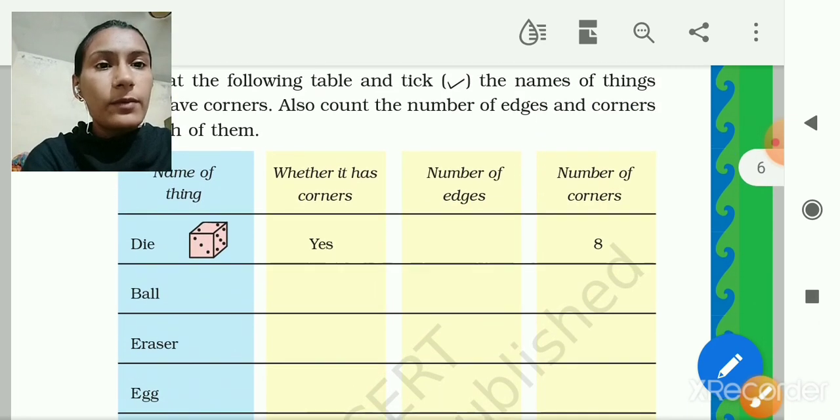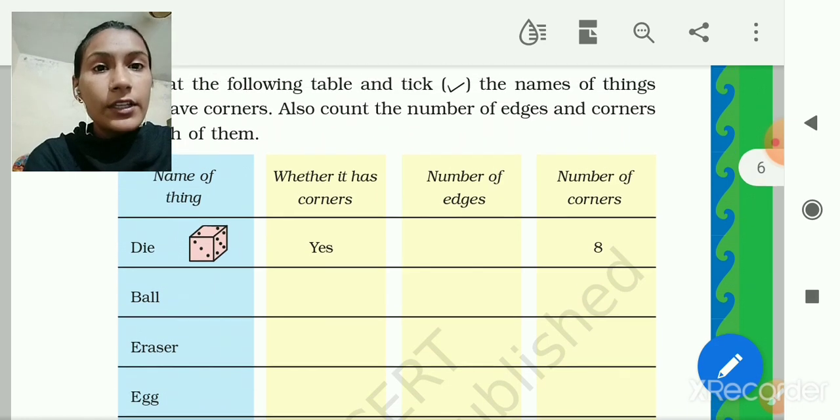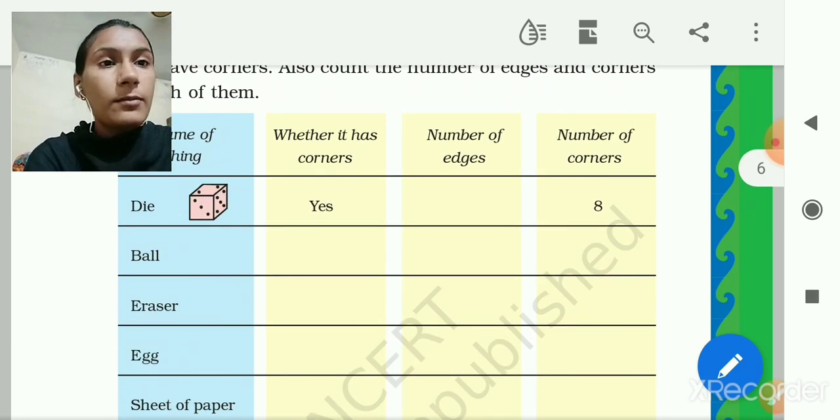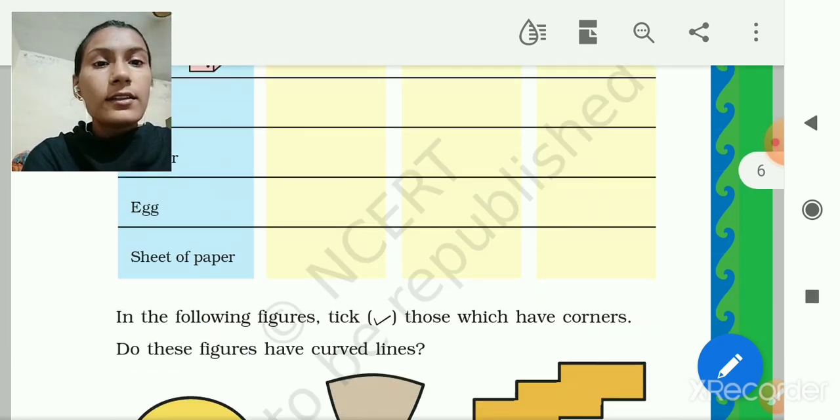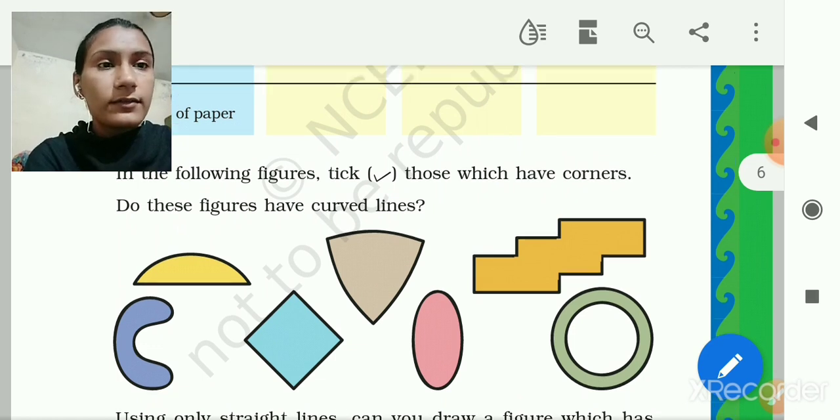In your fair book, no need to write anything. In your textbook, you have to write the number of edges and number of corners, and tick which figures have corners and which figures have curved lines. This you have to do only in the textbook, okay, not in the fair book.